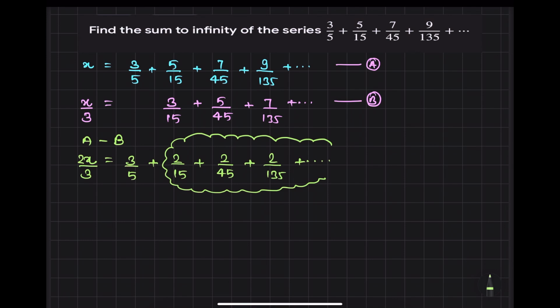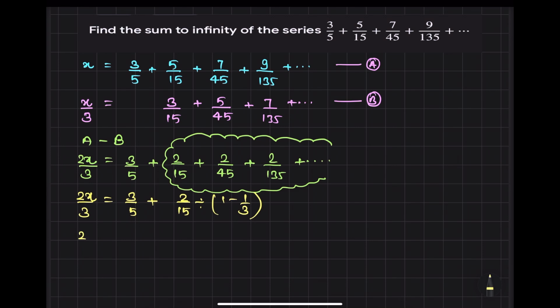Okay, and you know that we have to manipulate this question till the time we get a proper GP. So we got our proper GP now. Now we can manipulate things. So we got 2x by 3 equals 3 by 5 plus the GP. Now right now it is a proper GP, and you know that the sum of infinite terms of a GP is a by 1 minus r. Is that okay? The common ratio is 1 by 3 now. So done.